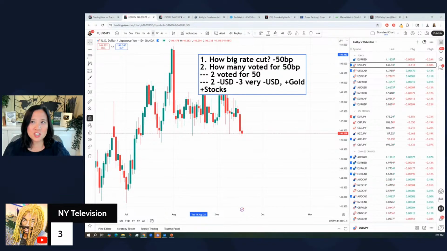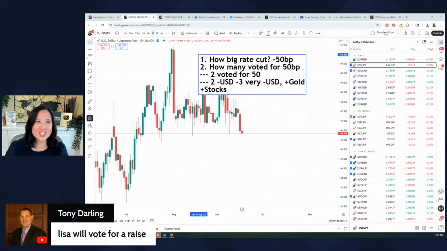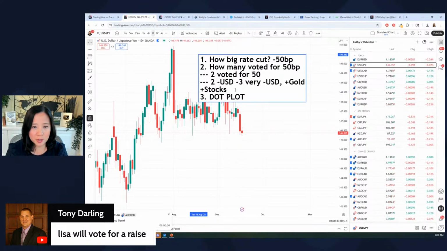I'm going to take the neutral stance, neutral political. And Tony says that she's going to vote for a rate hike. She would really lose her job, and that would give him ammo to kick her out. But the thing is that they don't know, because this is where we're going to talk about the dot plot. All right. How many of you want me to explain the dot plot, which is the third thing that you have to watch for? How do we understand the dot plot? Who wants to know?